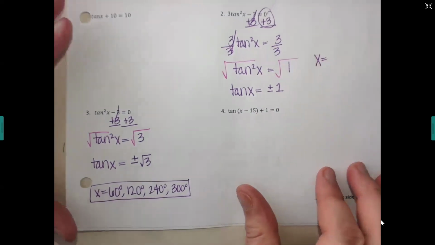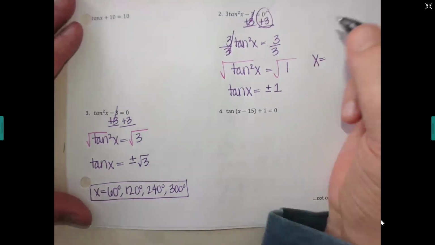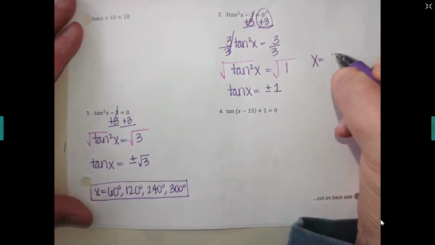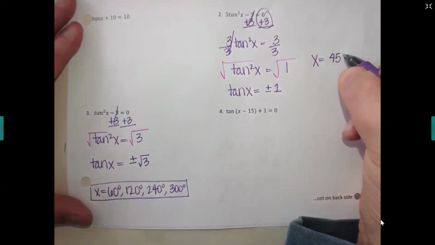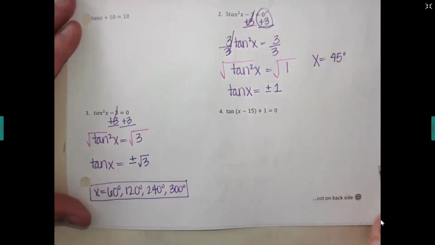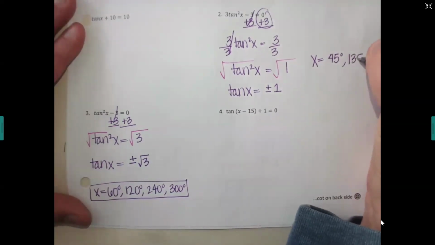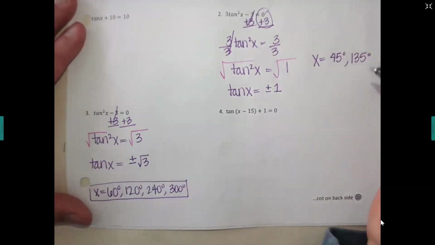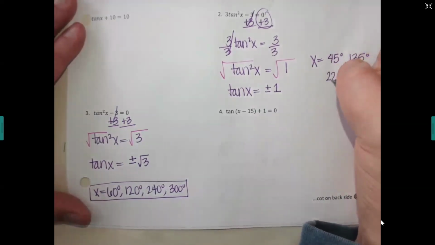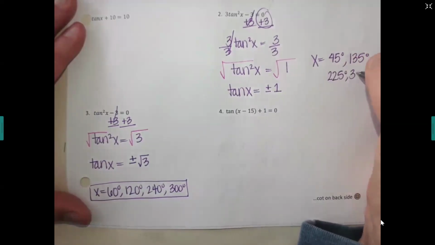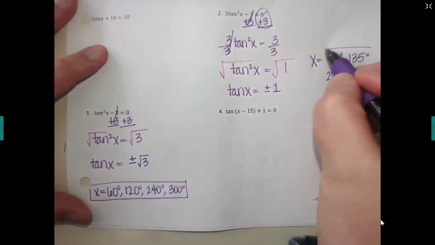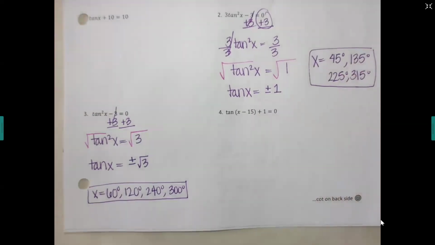Go ahead and do them in degrees. So when is my tan positive 1 in quadrant 1? When is tan 1? Oh, yeah. 45? 135, 225, and then there's one more. 350. Okay, you get the idea?